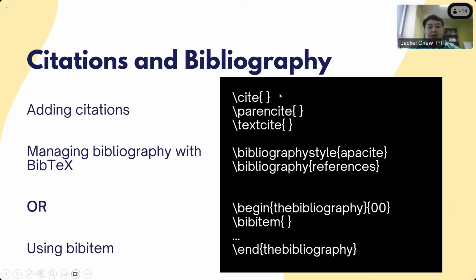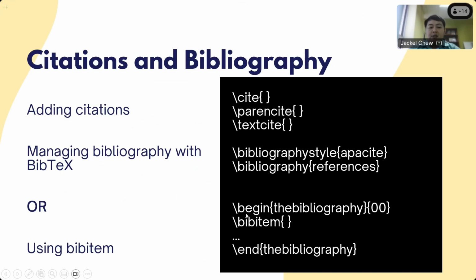For citation and bibliography, if you cite any paper, just use a simple command such as cite with curly brackets, parencite or textcite. There are three different variations that I will show later, including when to use parencite and when to use textcite. The bibliography is already included in the template, no need to worry. This is the style for UMS, APA style, and it generates the list of all the papers that you cite in your report.